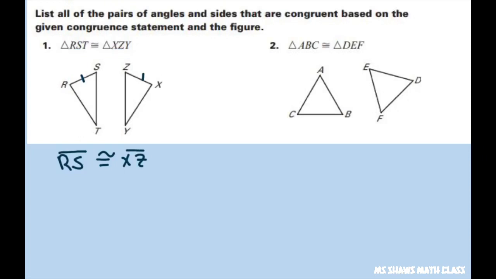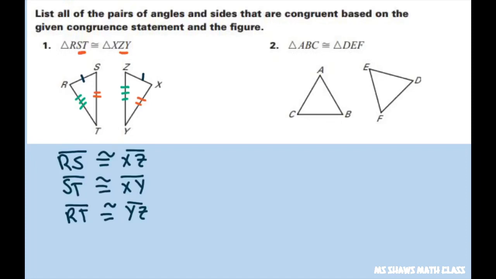And we know that ST is congruent to ZY. So ST is congruent to XY. So let's write that. ST is congruent to line XY. And finally, since the triangles are congruent, these sides are congruent. So you can write that RT is congruent to YZ.